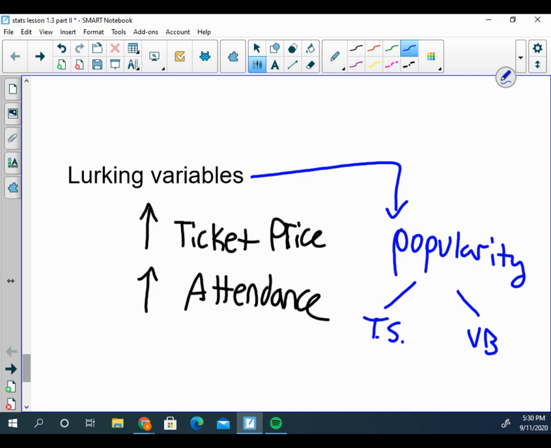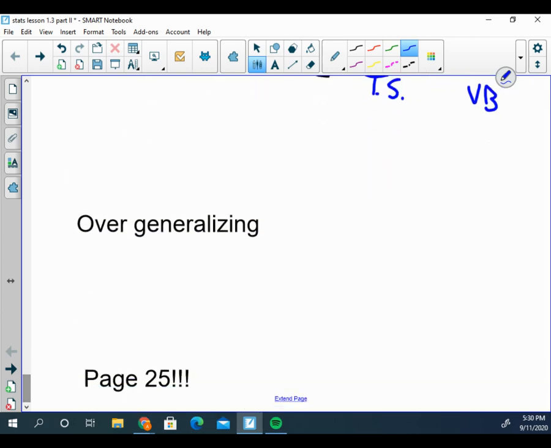Does this make sense? I hope it does. Let me know if a lurking variable doesn't make sense. Again, it's when you notice two coincidences happening. Higher ticket prices, higher attendance; low ticket prices, like at Van Buren football, low attendance. But really, there's a third variable here. In my example, the popularity. That's the reason for both situations, not just the coincidence.